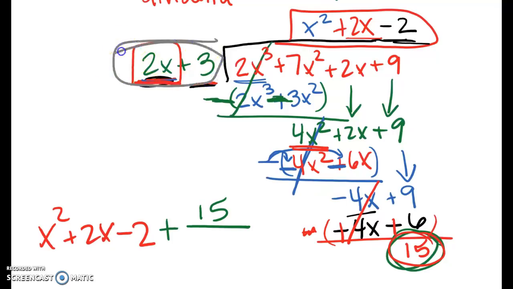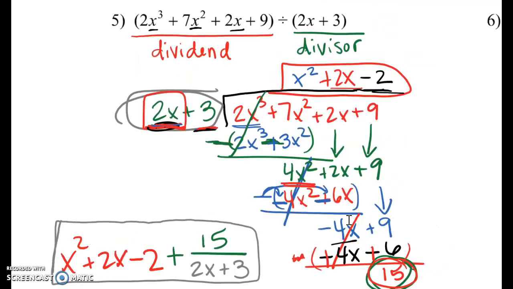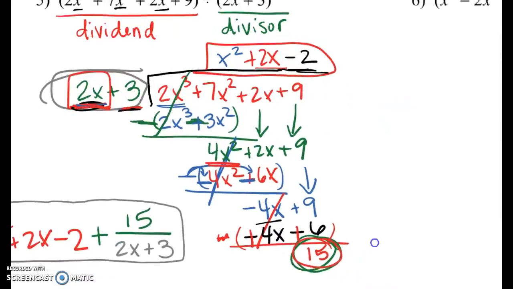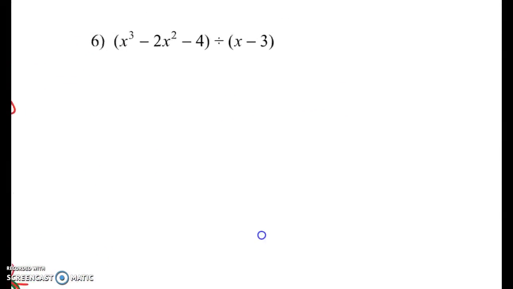So here's my full divisor. I'm going to write that here. 2x plus 3. So what we found was when we divided 2x cubed plus 7x squared plus 2x plus 9 by 2x plus 3, our answer was x squared plus 2x minus 2 with a remainder of 15. So now I'm going to take you on over to example 6.